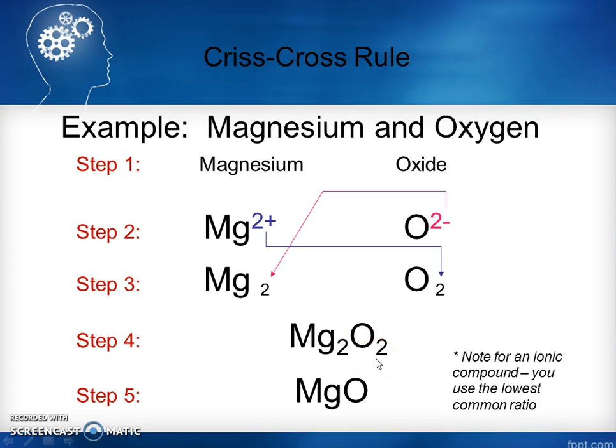Mg2O2. Now, note, for an ionic compound, you use the lowest common ratio. Just like those images we saw of salt, we put the lowest ratio, which in this case is 2 to 2, or just 1 to 1.